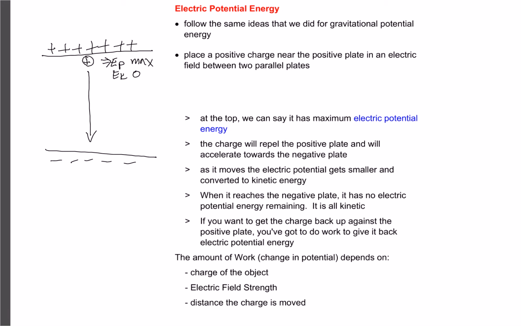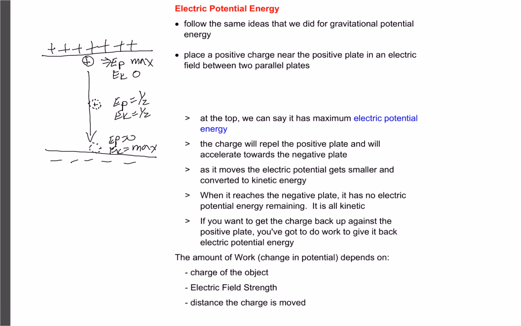As we move further and further down, let's suppose it's somewhere halfway in the middle, we would probably get a potential of half as much, and our kinetic would be the other half. And then once we get right to the negative plate, our potential is now 0, and our kinetic would be maximum. So it's the exact same logic as we did for gravity, the only thing that's different now is it's the electric plates that are causing that object to move.